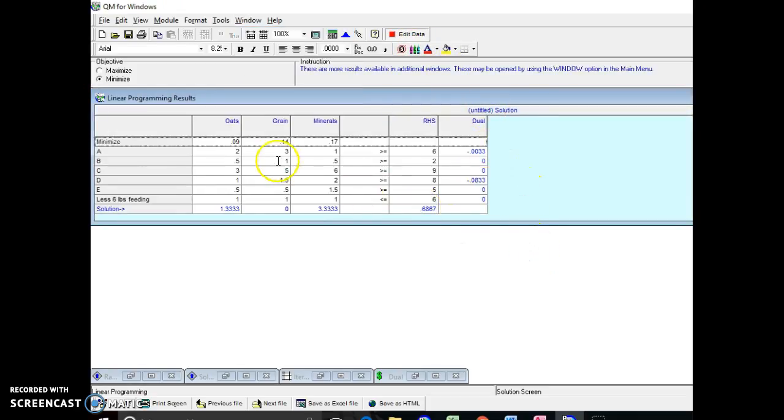You can see that with a cost of 9 cents for oats, 14 for grain, and 17 for minerals, we should give the horses 1.33 pounds of oats, 3.33 pounds of minerals, and none of grain at a total cost of 69 cents per feeding or per day. Seems to actually work real well, makes perfect sense.